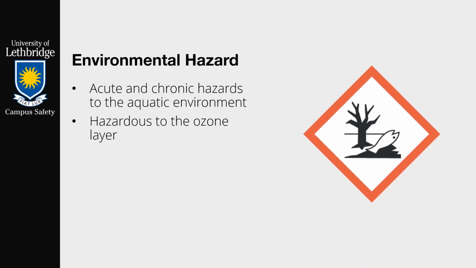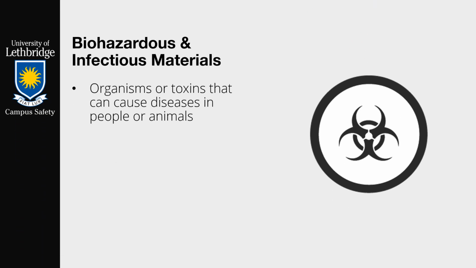The tree and fish pictogram represents hazards to the environment, which include materials that are acute and chronic hazards to the aquatic environment, or hazardous to the ozone layer. The biohazard symbol represents biohazardous and infectious materials, which include organisms or toxins that can cause diseases in people or animals.